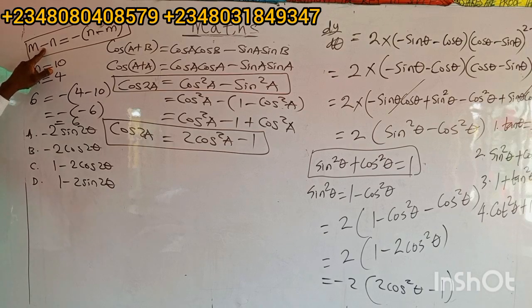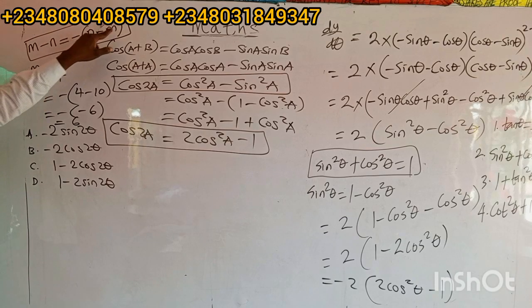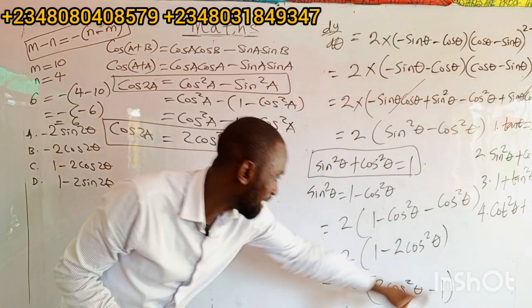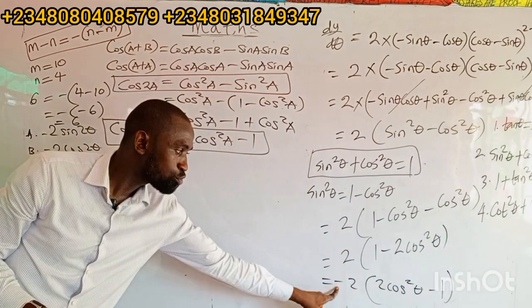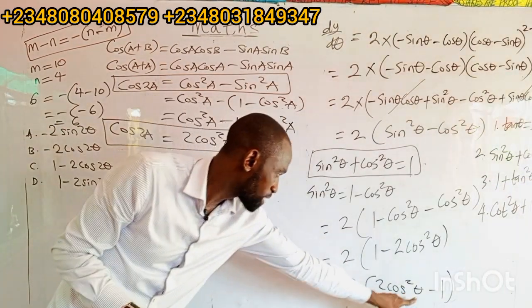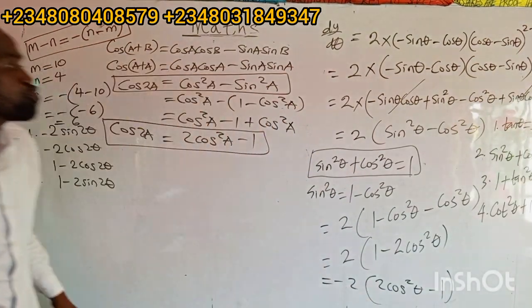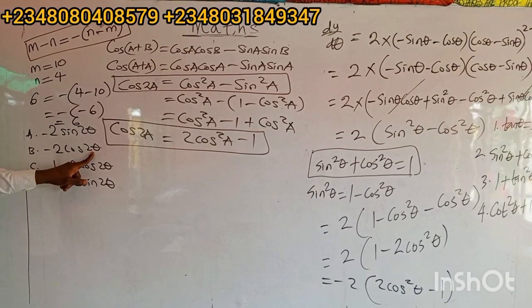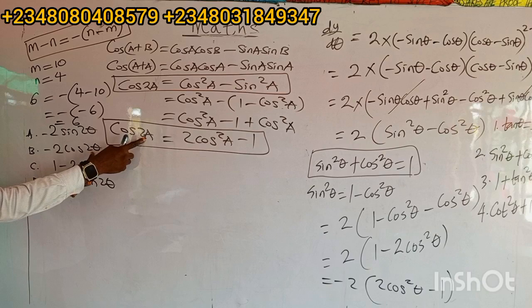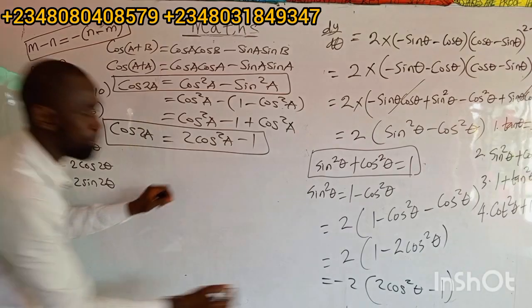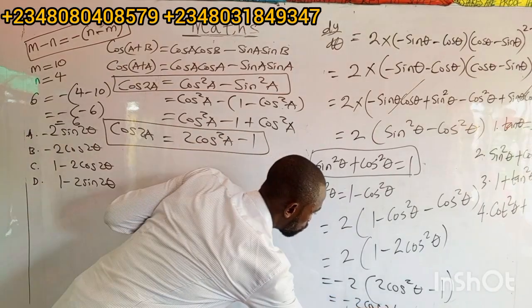That's very interesting. What I do here, I use this concept: m minus n is the same thing as minus open bracket n minus m, which I proved here. So, which implies 2 open bracket 1 minus cos square theta is the same thing as saying put minus out, gives us 2 cos square theta minus 1. And what is this one? We are having cos 2 theta, because here we're supposed to have cos 2 theta. So this one will now be minus 2 cos 2 theta.